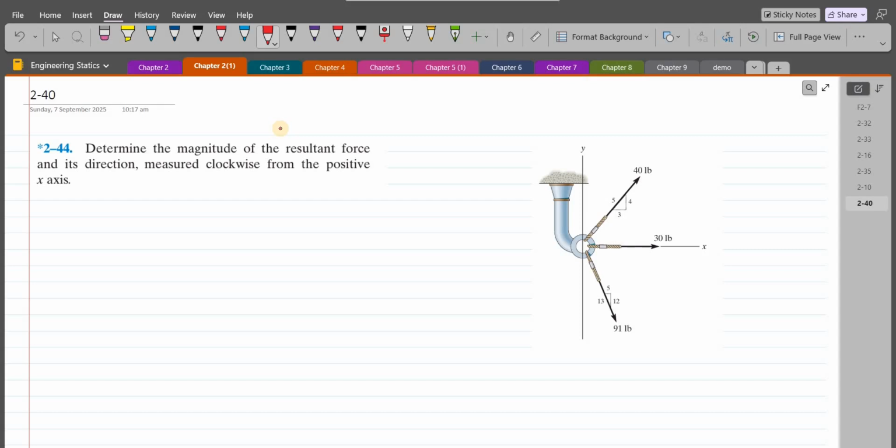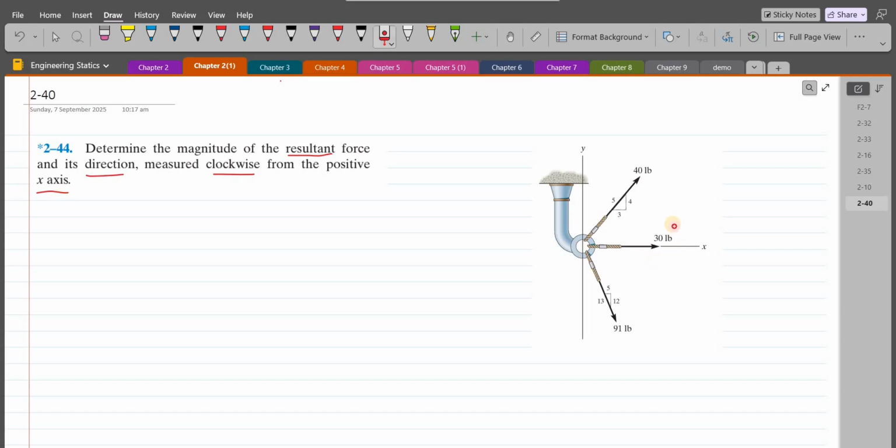In this video, we will solve problem 2-44 from R.C. Hibbeler Engineering Statics, 14th edition. According to this problem, we have to determine the magnitude of the resultant force and its direction measured clockwise from the positive x-axis. To solve this problem, first of all, we have to resolve the forces into their components.